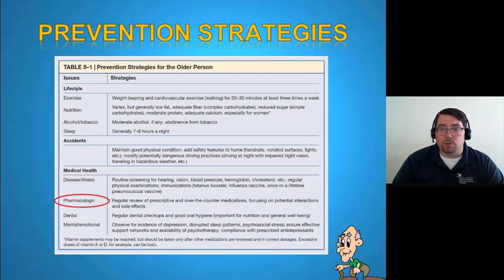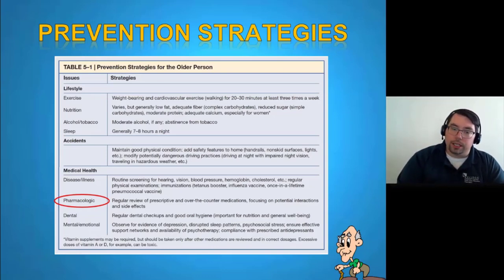Dental checks are important as well, along with mental and emotional checks, but pharmacologic checks are probably some of the most important. When we deal with the pharmacological, we're talking about regular review of their prescription medications, along with what over-the-counter medications they're taking, and primarily focusing on any potential interactions of those medications, or even the pneumonia vaccine for that matter.